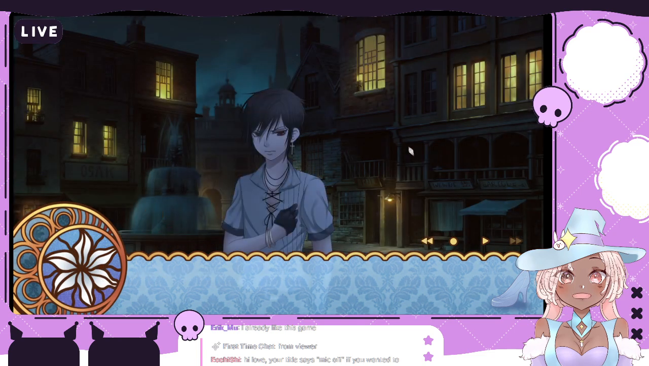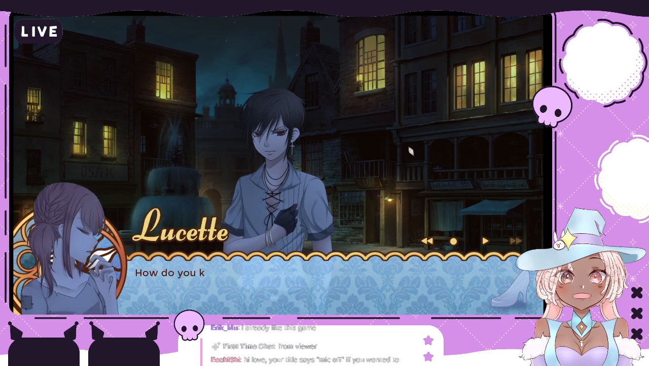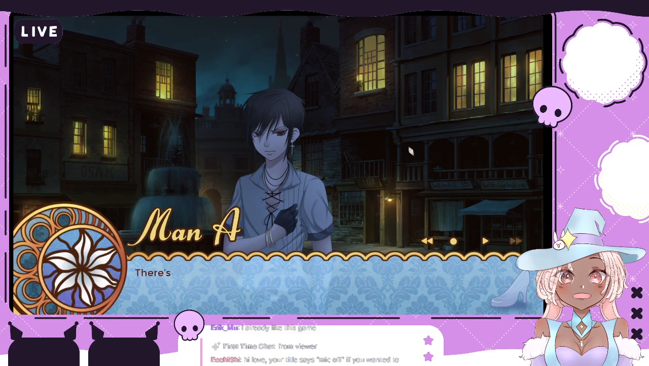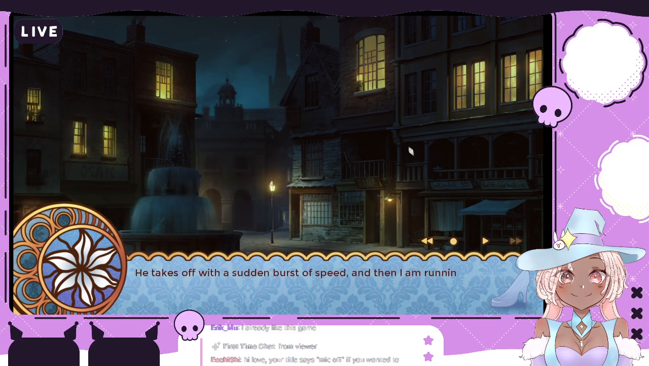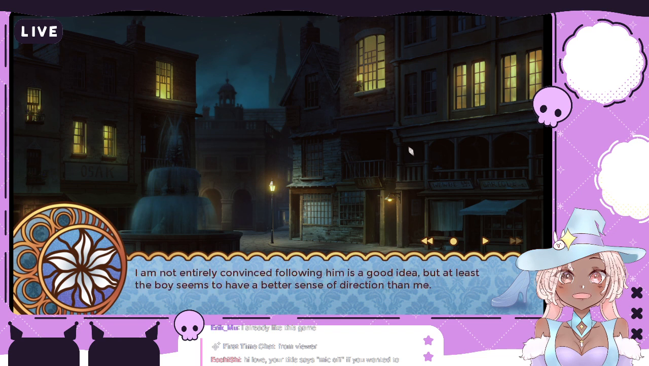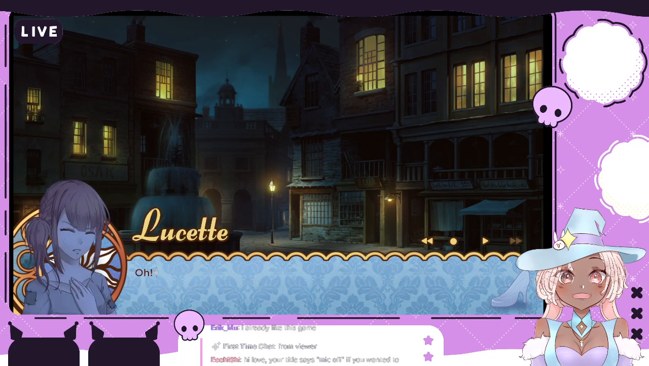Hey, this way. No time to talk, princess. How do you know who I am? There's another one. Stop running, you two. Come on. The boy grasps my wrist and pulls me after him. He takes off with a sudden burst of speed, and I'm running faster than I just was. I'm not entirely convinced following him is a good idea, but at least the boy seems to have a better sense of direction than me.